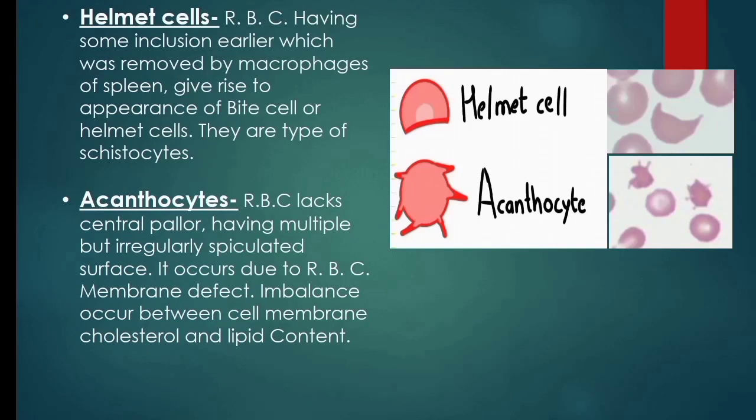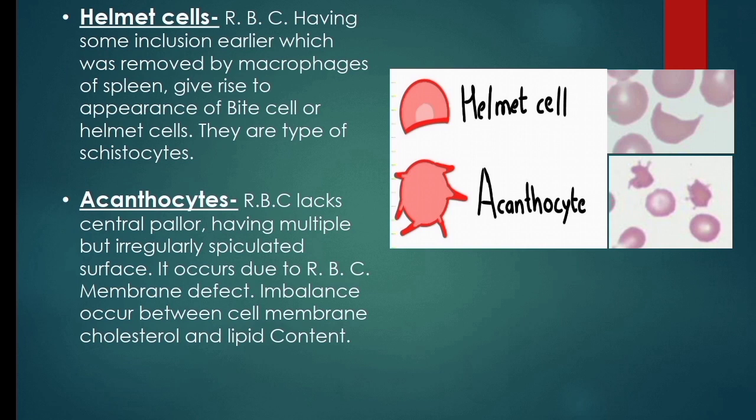Let's learn about the individual shape abnormalities. First is the helmet cell. They are a type of cystocyte. RBCs having some inclusion earlier, which was removed by macrophages of the spleen, give rise to the appearance of the bite cell or helmet cell. They can be seen in microangiopathic hemolytic anemia, mechanical hemolysis, G6PD deficiency, etc.